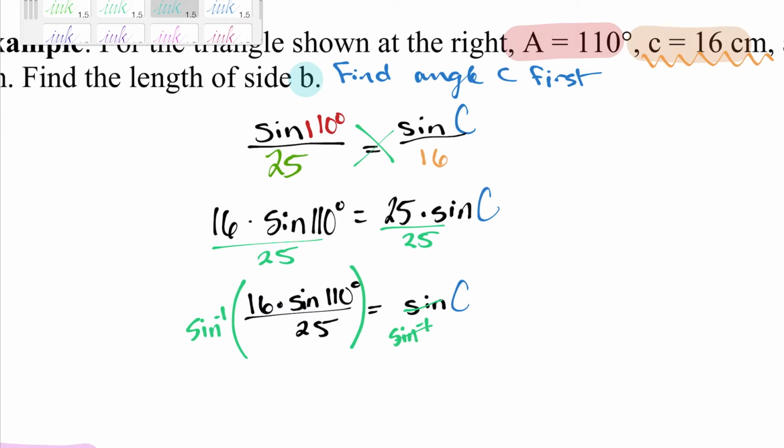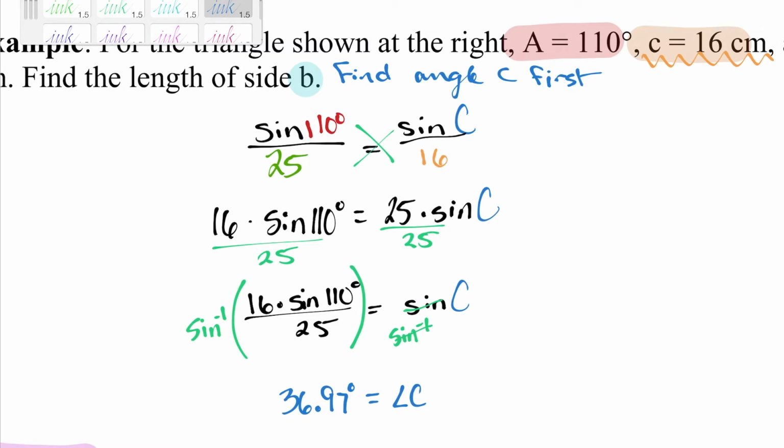So again, when I plug this in, I want to make sure that I'm in degree mode. If I'm in radians, it's all just going to explode and be disgusting. So my angle C, when we plug this in, is about 36.97 degrees. And I always want to check this against 180.